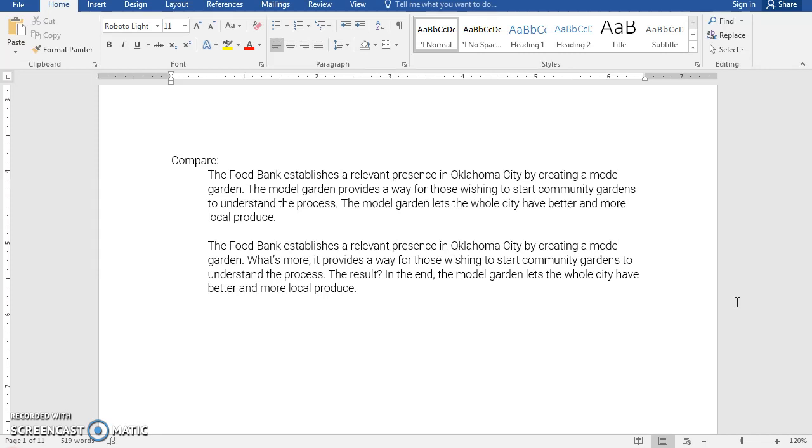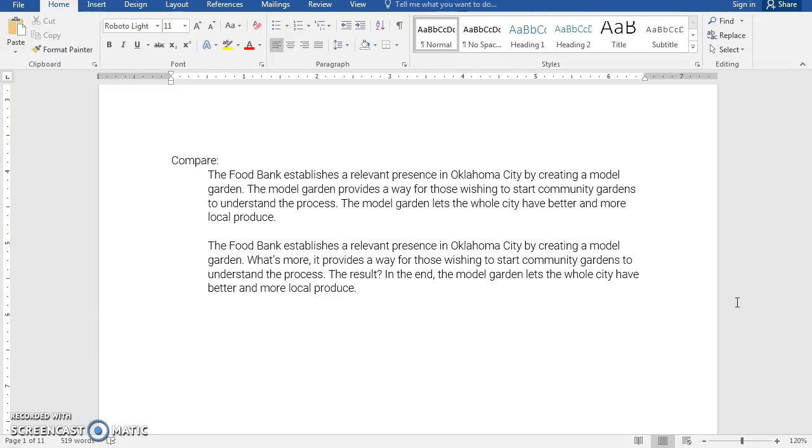Notice the little changes. The food bank establishes a relevant presence in Oklahoma City by creating a model garden. Same sentence. What's more, it provides a way for those wishing to start community gardens to understand the process. The result? In the end, the model garden lets the whole city have better and more local produce. So just throw in those little transitions, those little beginnings to sentences that can change their whole frame.